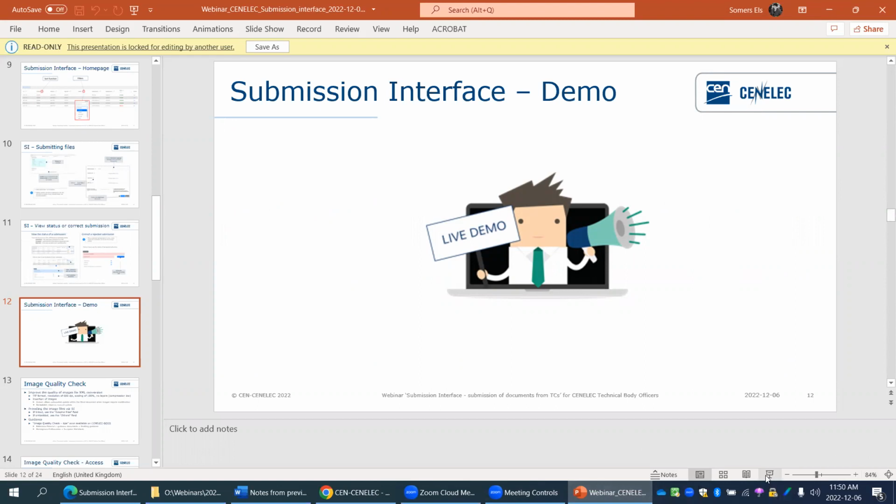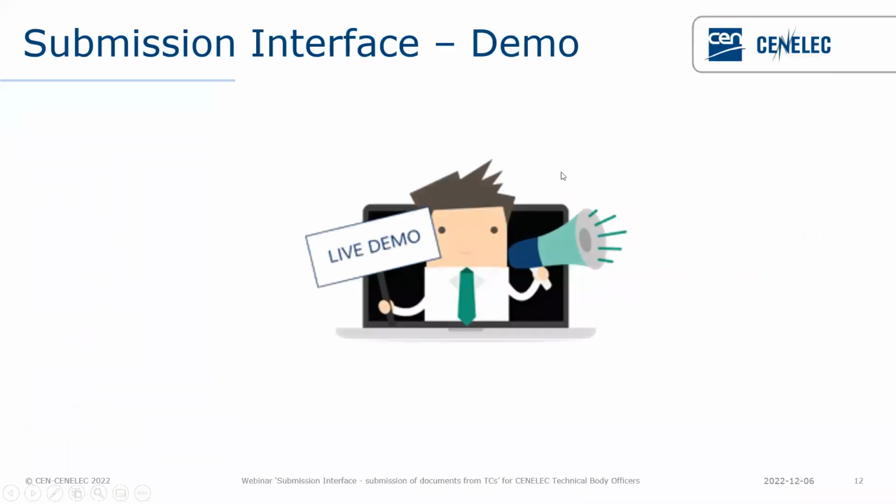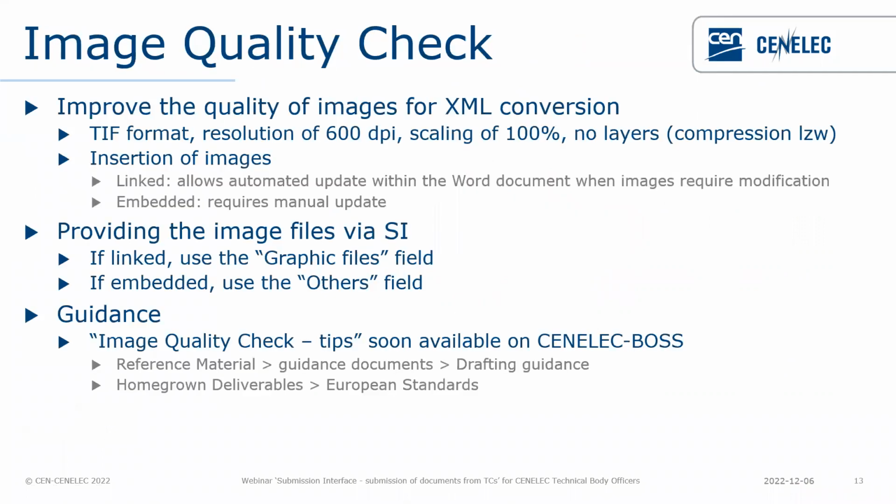So hi everyone, I'm Sébastien. I'm working in the production team at CCMC. And as Melanie mentioned, the submission interface is linked with the image quality check, which will run a check of the best quality of images for XML conversion and rendering.